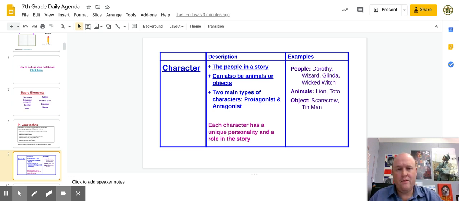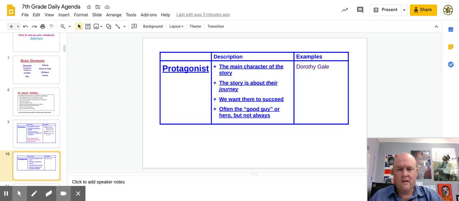And for my examples, I'm going to pull from The Wizard of Oz, not because I love it, but because it's sort of a prototypical story that has all of these elements. So the people in there are obviously Dorothy, the wizard, Glinda. There are animals and objects that serve as characters also.